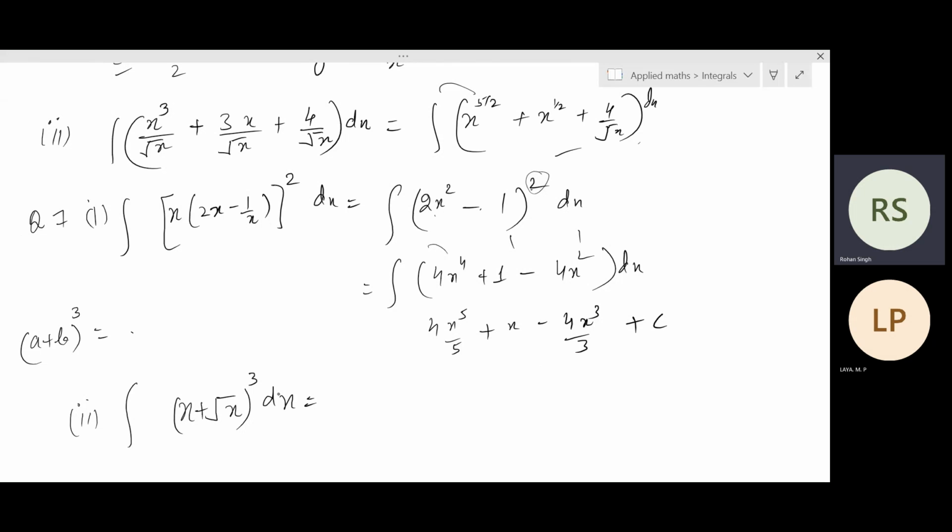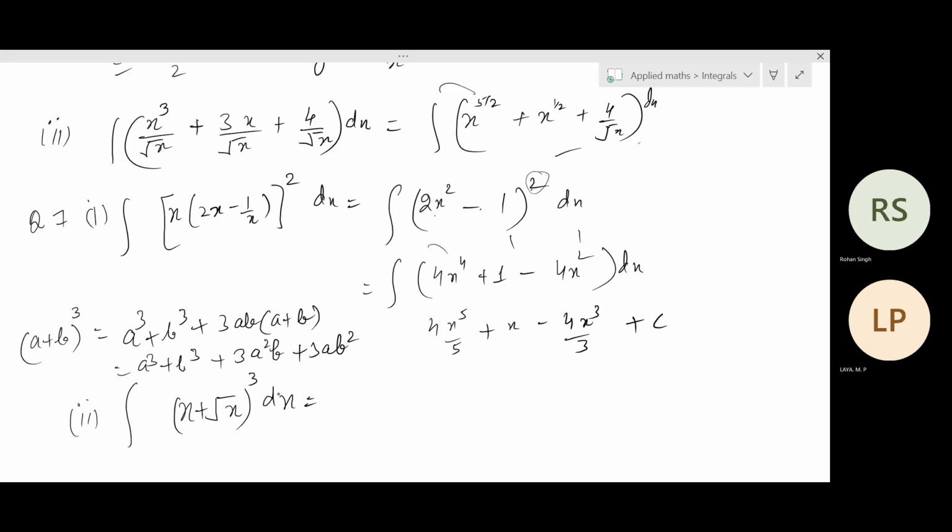Okay, you should remember these identities until cubic. So it's a cube plus b cube plus 3ab times a plus b. Or sometimes you can write this as a cube plus b cube, and open this to get 3a square b plus 3ab square. So we can use this formula now here to write this as x cube plus cube of square root of x. How much will that be?